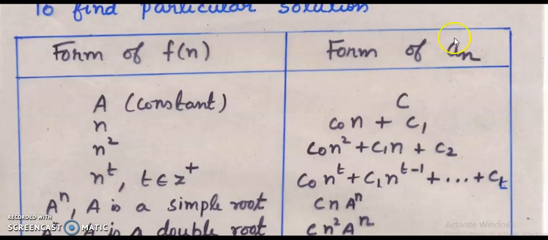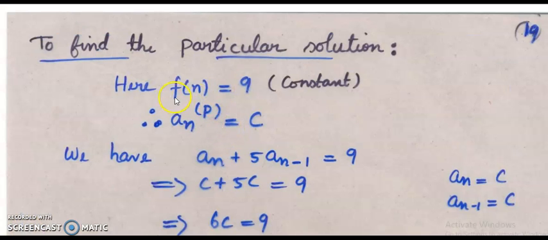What is the form of a_n? a_n is assumed to be c, okay? a_n is equal to c. That's how we are going. Here f of n is equal to 9. Therefore, the particular solution, a_n^p, is equal to c. From the table, we assume a_n as c. I have taken p to denote the particular solution.